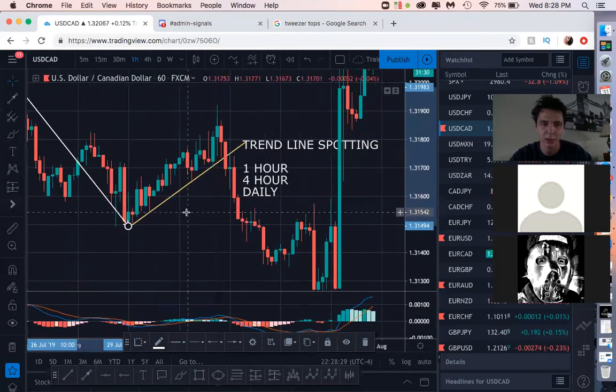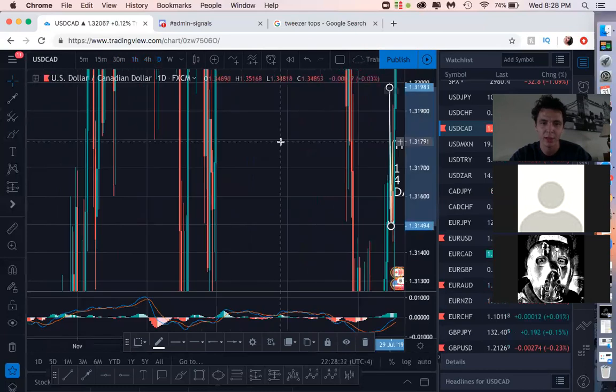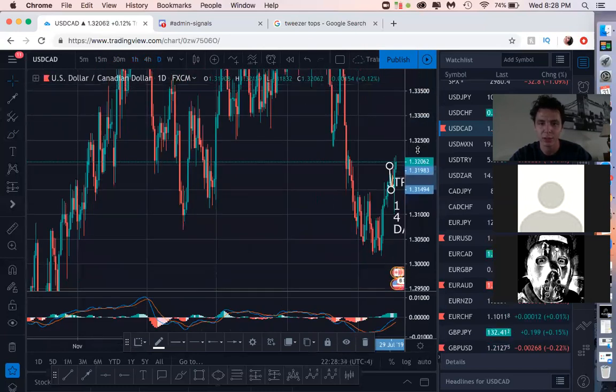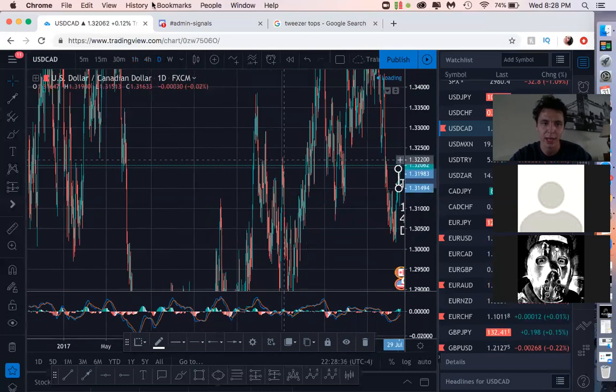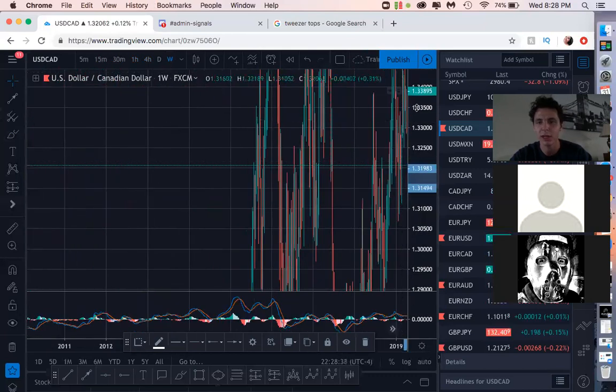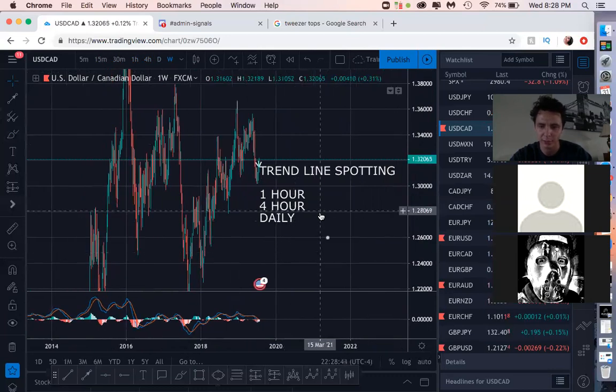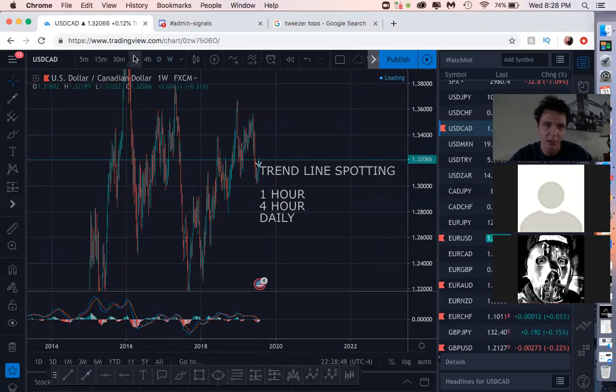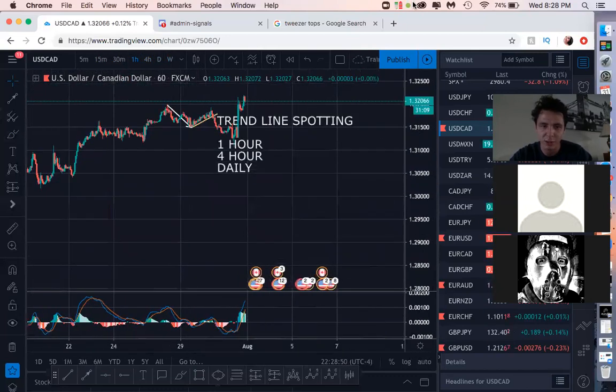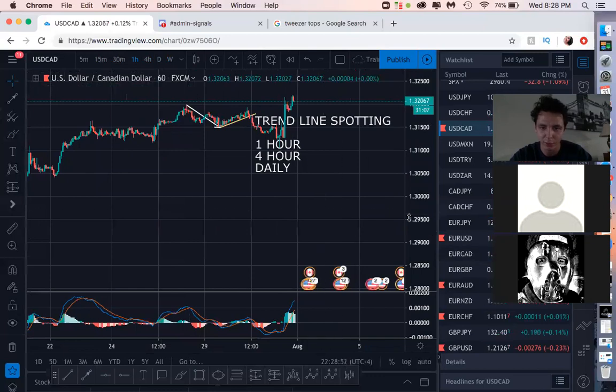So I was already looking to sell, and my whole net position for USD CAD in the long run is very bearish. I'm looking at USD CAD to really drop down over the next 4 or 5 months. I've been talking about it forever. So when I'm finding these trend lines, I'm looking at the 1 hour, 4 hour, daily.